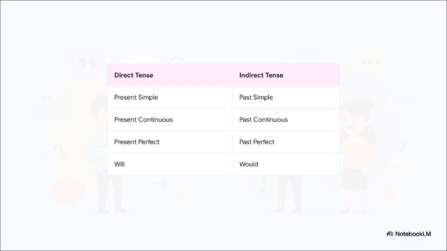Because we're usually reporting something that was said in the past, often introduced by a reporting verb like said or told, our verbs inside the reported clause need to take a literal step back in time. Present simple shifts to past simple. Present continuous to past continuous. Present perfect shifts all the way back to past perfect. Even modal verbs step back, so the future will becomes would and can becomes could. We are essentially pulling the original statement backward through time to perfectly match the exact moment it was spoken.